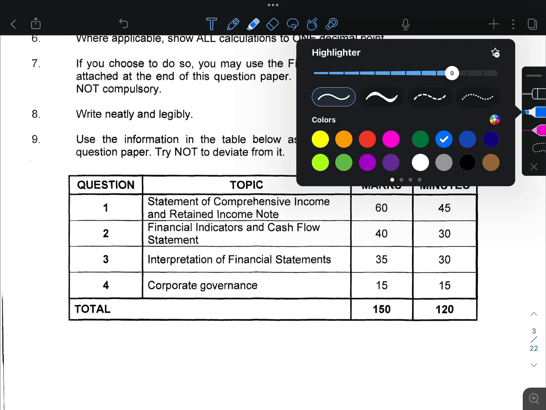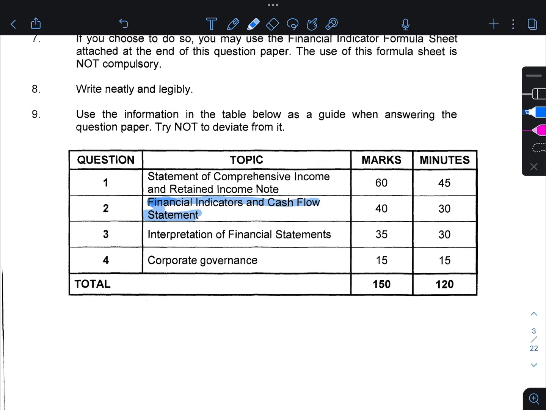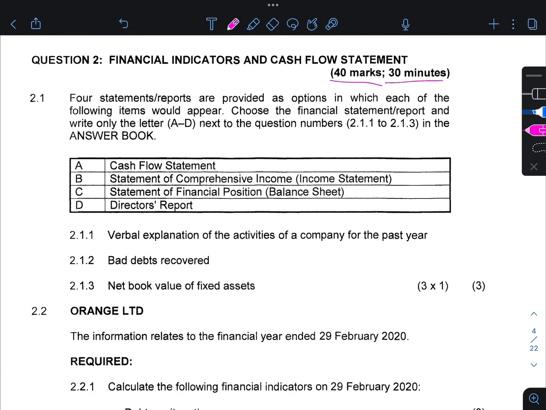Today we will be looking at your question 2, which is financial indicators and cash flow statement. So getting right into the video. Question 2 says financial indicators and cash flow statement, 40 marks in 30 minutes. So 4 statements or reports are provided as options in which of the following items would appear. Choose the financial statement or report and write only the letter A to D next to the question numbers in the answer book. Right, so we're only given 4 options and we're given 3 questions here.